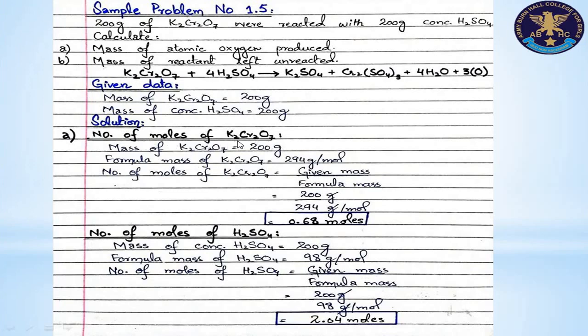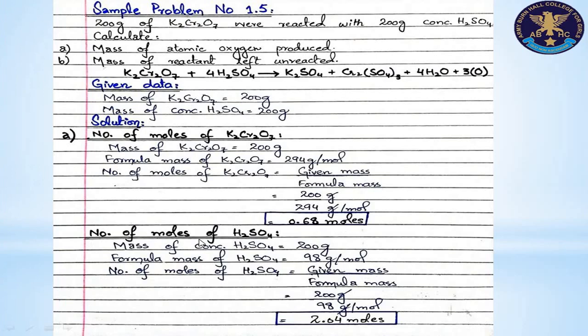Starting with the number of moles of potassium dichromate. The mass of potassium dichromate is 200 grams, while the formula mass of potassium dichromate is equal to 294 grams per mole. This potassium dichromate is an ionic compound, and we can calculate the number of moles with the help of this formula: the given mass divided by formula mass. After putting the values, 200 grams divided by 294 grams per mole, grams cancel out with each other. So the number of moles of potassium dichromate will be equal to 0.68 moles.